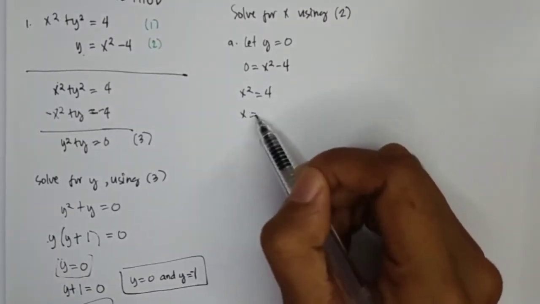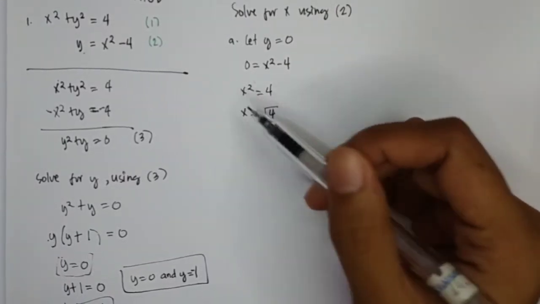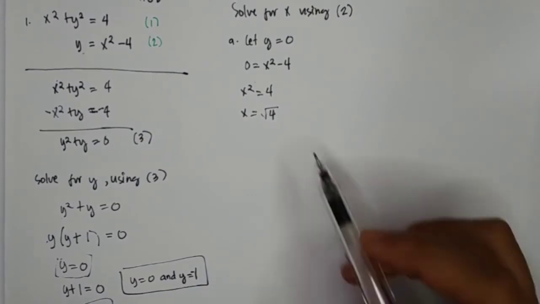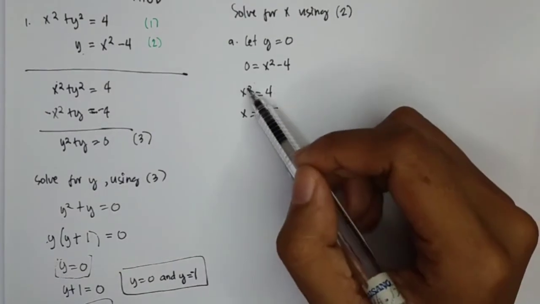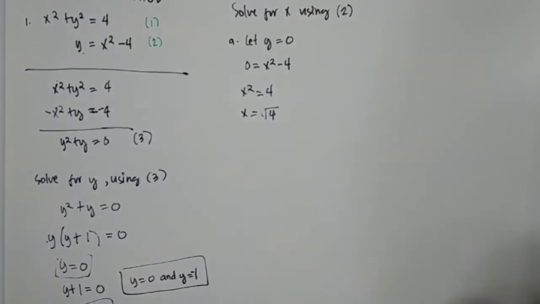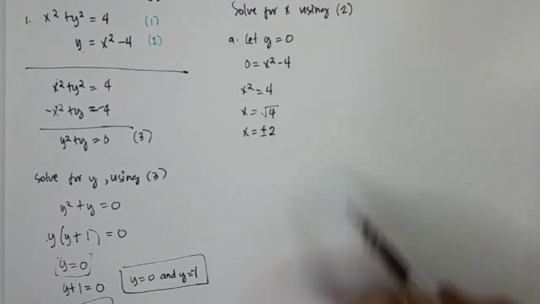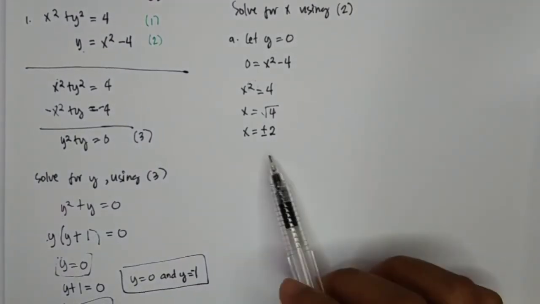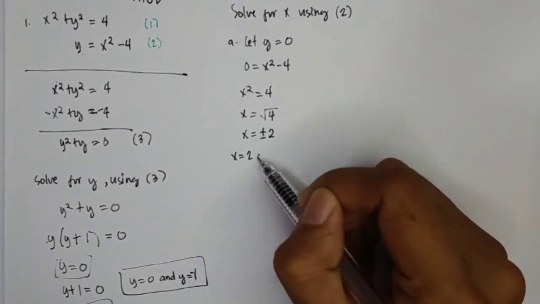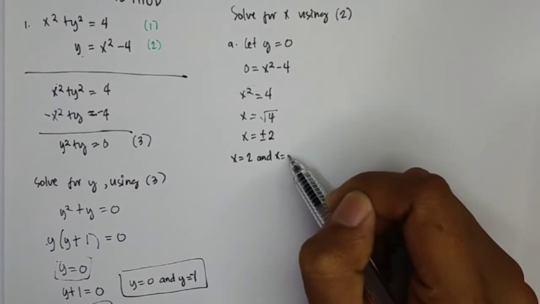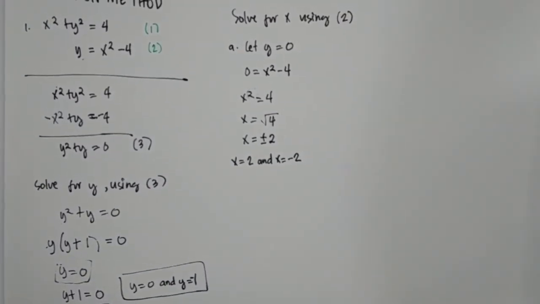Then x will be now equal to square root of 4, since we need to get the square root of both sides para matanggal tong exponent ng x natin. So this will be now x is equal to positive and negative 2. So yan yung value ng x natin. So we have here x is equals to 2 and x is equals to negative 2. Okay? Then proceed tayo with letter B.